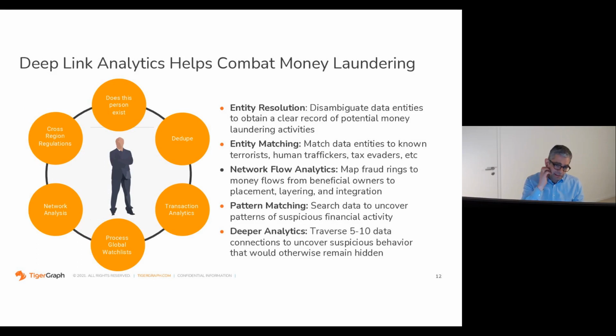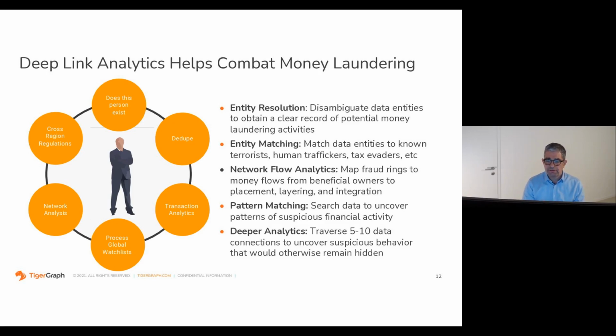Let's get an idea how deep link analytics can help to combat money laundering. It's just a few aspects, and that varies obviously by customer and by the actual use case. But to give you some ideas, it's about entity resolution. You need to disambiguate data entities, so to have a clear understanding what this data entity is representing: a person, a company, real estate, whatever. It's about entity matching. You want to match those data entities maybe to known terrorists, to gangsters, to tax evaders, whatever.